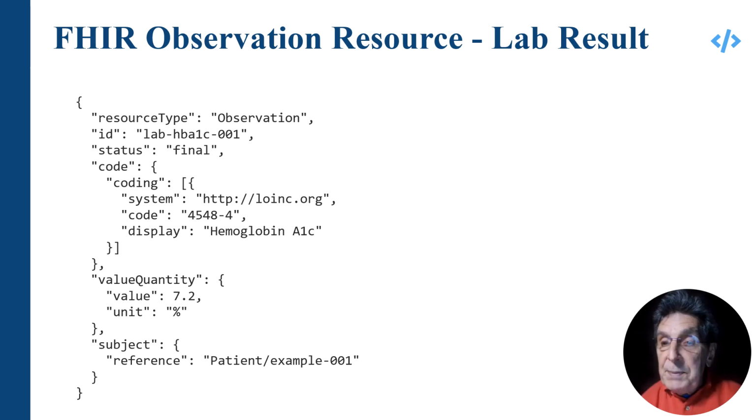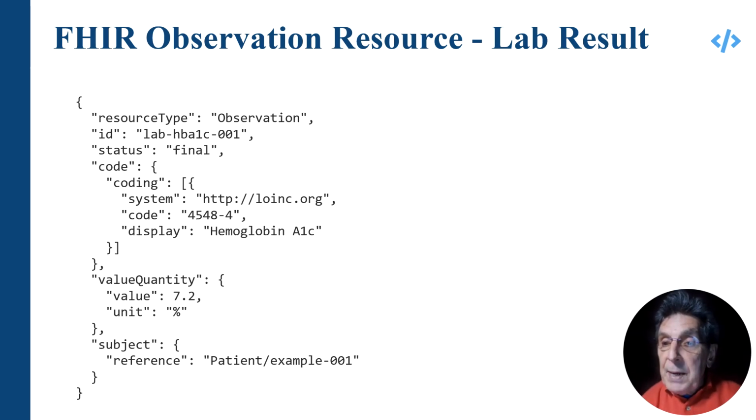The system http://loinc.org tells any receiving system that this is a LOINC code, and the code 4548-4 is the specific LOINC code for the hemoglobin A1C. But it's in a human-readable string. And the value quantity gives us the numeric result, that's 7.2 in there, with the units, which is in this case a %. The subject element references the patient resource this observation belongs to, patient 001. This is how FHIR resources link to each other.